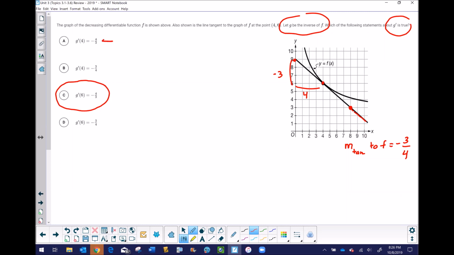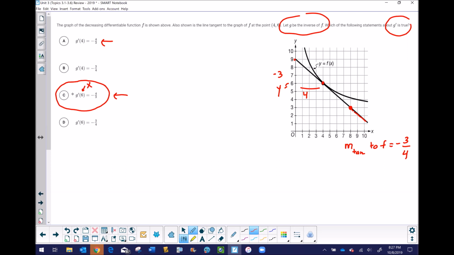If you look, A and C both have -4/3. Why is the answer C? Well, it's because the y-coordinate of the f function is the x-coordinate of the g function, right? That's the one that's got to be true, all right?